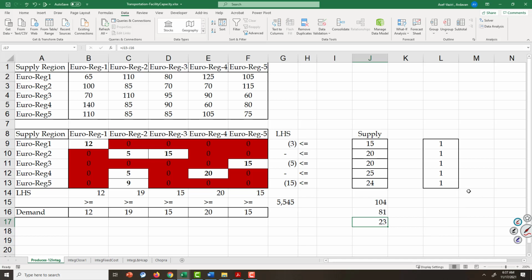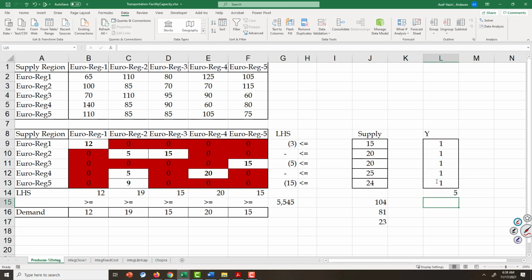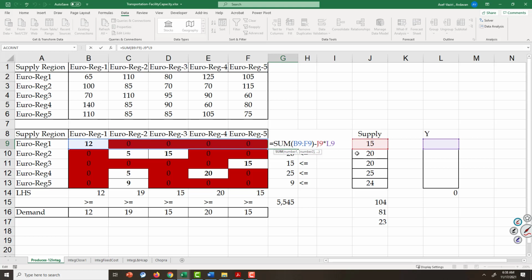So how can we do this? Now I assume these ones as binary variables. I come here and I write y's. These are my binary variables. And here I add them up. Sum of these 5 numbers, which is 5 now. Then I go here, I already have 15 multiplied by that binary variable, which could be 0 or 1. Go back to solver.